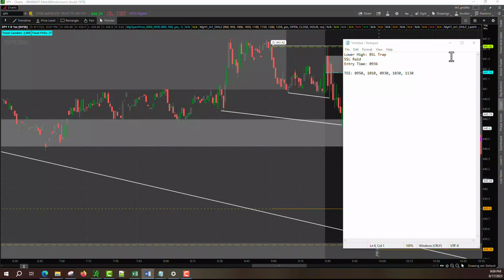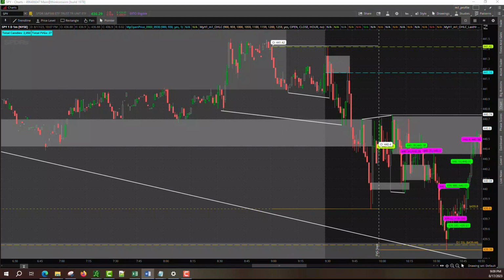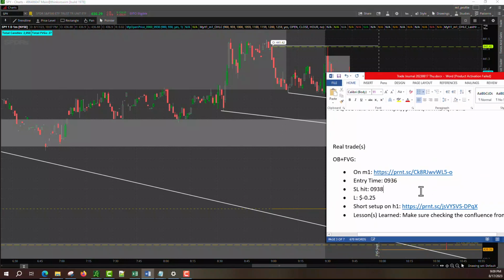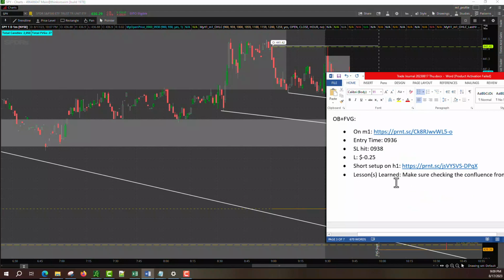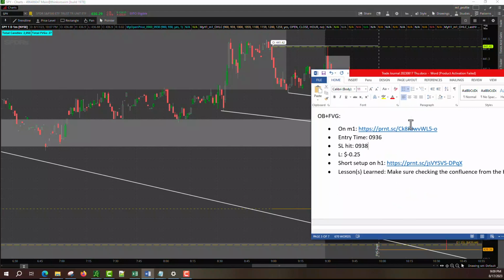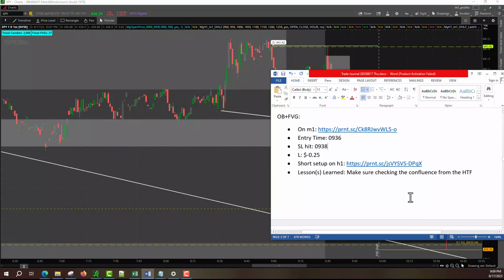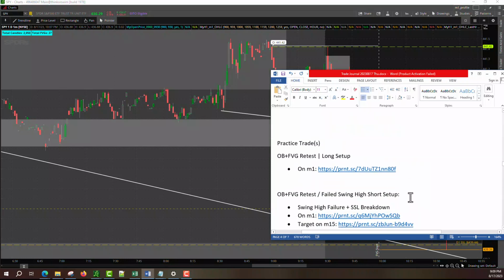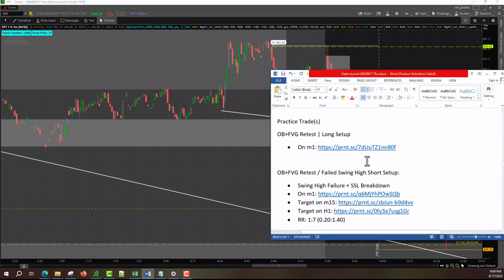And now move on to the other trades that we saw the setup from. So we took one real trade and we lost 25 cents. So we're good. That's a good lesson for 25 cents right there. Okay, then let's see this trade. Let's see what this trade is. It's a long setup.